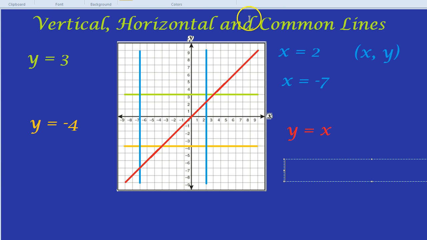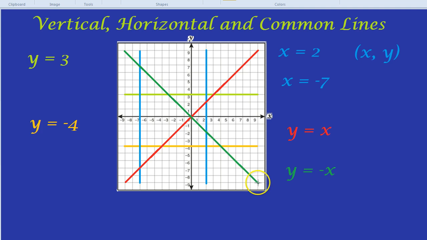For a bit of fun, how about the line y equals minus x? Y equals minus x. That basically means it's inverted. So whatever x is, y is the minus version. So if x is 2, y is minus 2. If x is minus 3, y is 3. In other words, you get a line going straight down diagonally. That's the line y equals minus x.